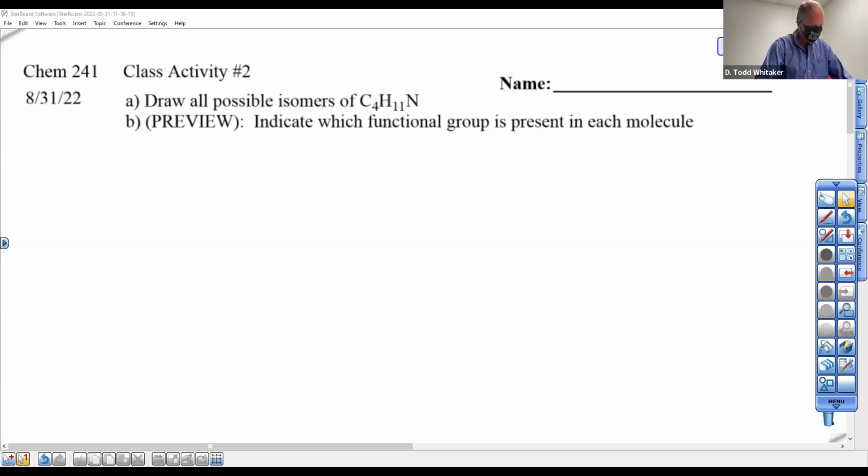All right, welcome back, everybody. We're going to do a draw all possible isomers from a formula problem. In this case, all possible isomers of C4H11N. I'm only going to draw one isomer with all the bonds showing.